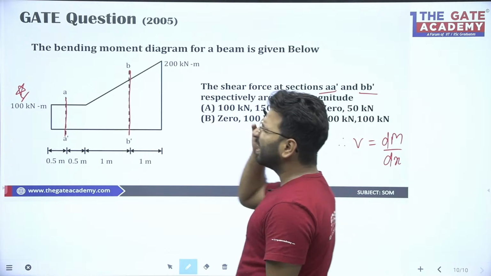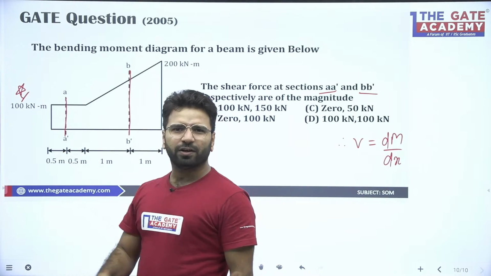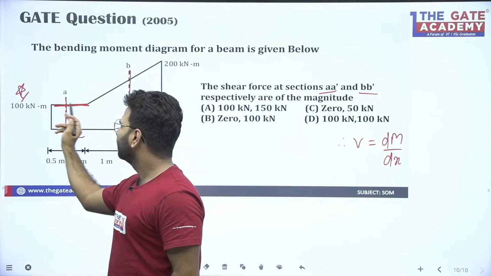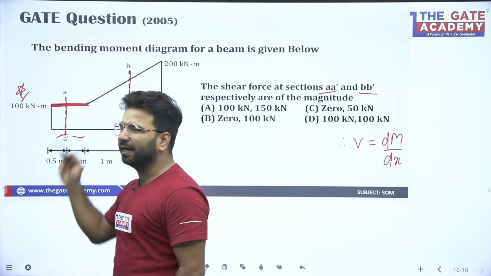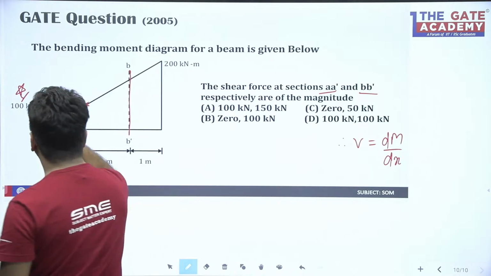So, use a little bit of your brain. Wherever the section AA dash is, the bending moment is constant. You can see the bending moment is constant. Bending moment is constant means bending moment is 100. It's a constant of 100.